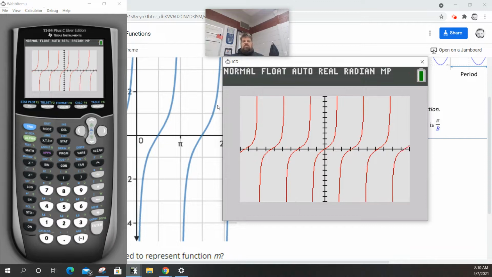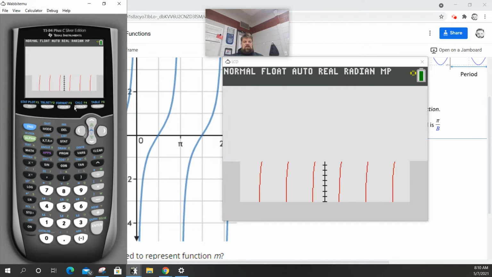So what I notice is that my tangent function looks just about the same. It looks like it was just shifted over to the right. And if you want to know how much it's shifted over to the right, well, let me take a screenshot of this and then we'll look at it.